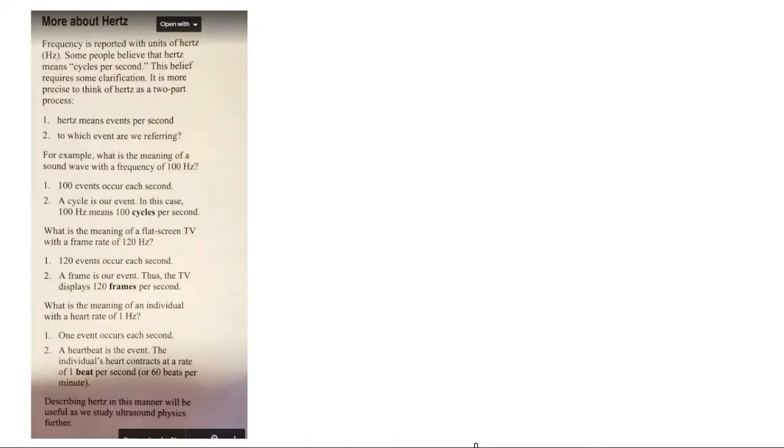So frequency is reported in hertz, and it really doesn't mean cycles per second. In ultrasound, it usually does, but it could be elections per second or events per second or things like that. If a person has a heart rate of 1 hertz, that's 1 heartbeat per second.